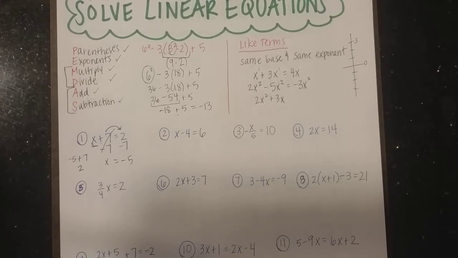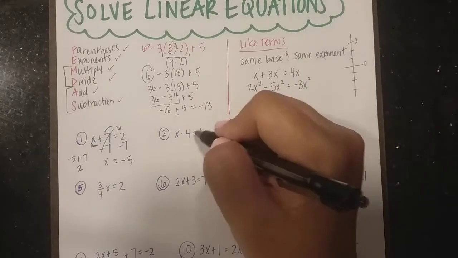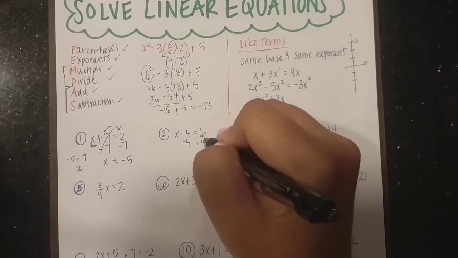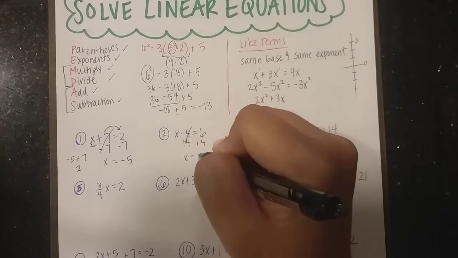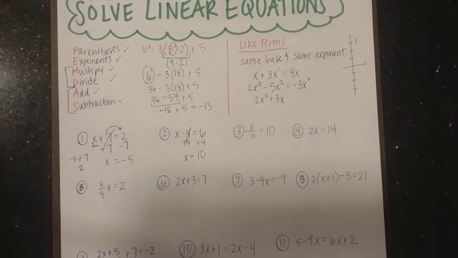For number 2, I have x minus 4. So to get x by itself, I'm going to add 4 to both sides. 6 plus 4 gives me 10.